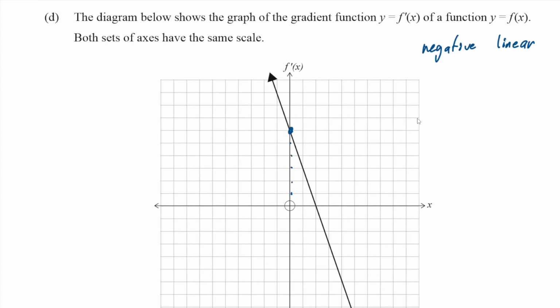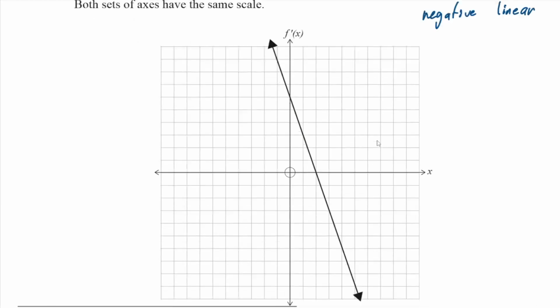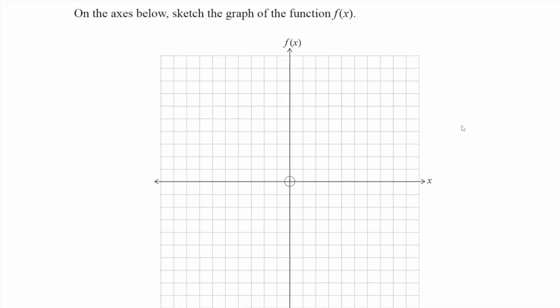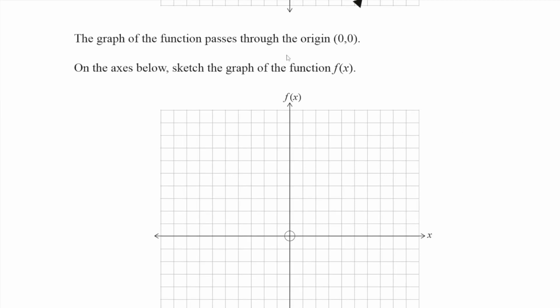the original function has a gradient of positive 6. When x is 2, the original function has a gradient of 0. Right, the y value is 0. So the original function's gradient is 0 when x equals 2. Cool. And the question asks, sketch the graph of the original function. They also tell us that it passes through the origin.